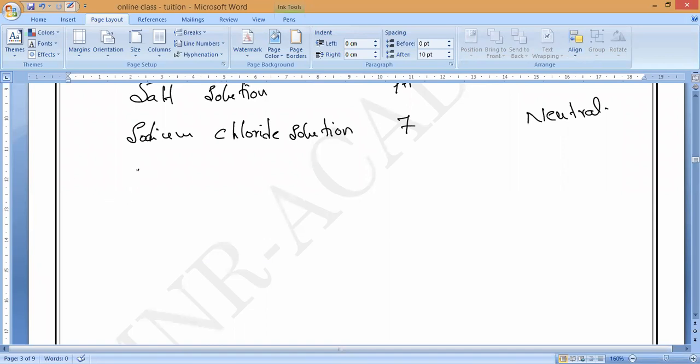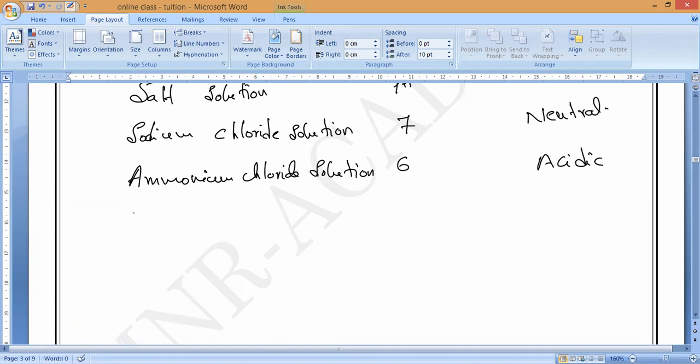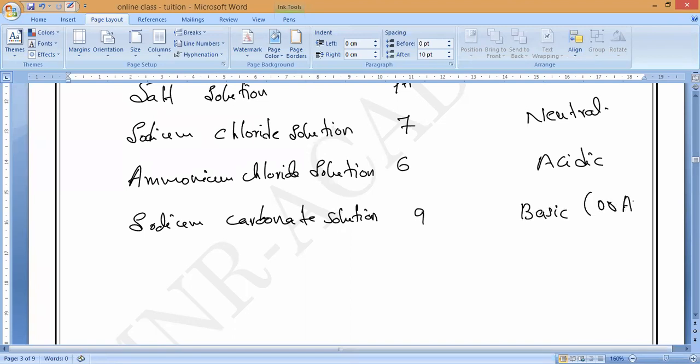Next, ammonium chloride solution. What is the ammonium chloride formula? NH4Cl. Ammonium chloride solution shows acidic nature, having a pH value of 6, which is acidic. Very important. All are MCQs only. Next, a base you can also guess. Sodium carbonate solution has a pH value of 9. So it is basic, which we can also call alkaline. You have to remember it. Do you understand?